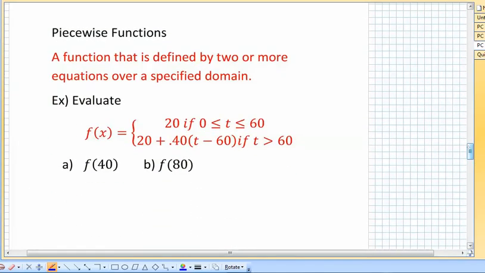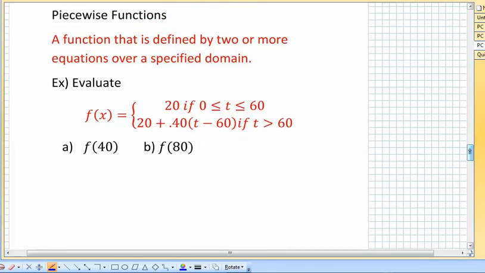The last type of function we're going to talk about here is a piecewise function. And this is one that's basically in two parts. So here's the deal. First of all, it gives you restrictions. Between 0 and 60, you would put it in this top part. And when it's greater than 60, you put it in the bottom part.